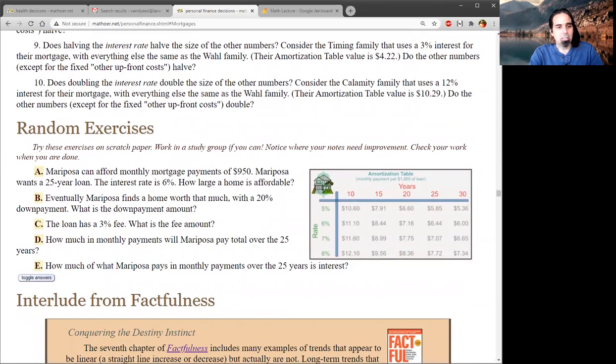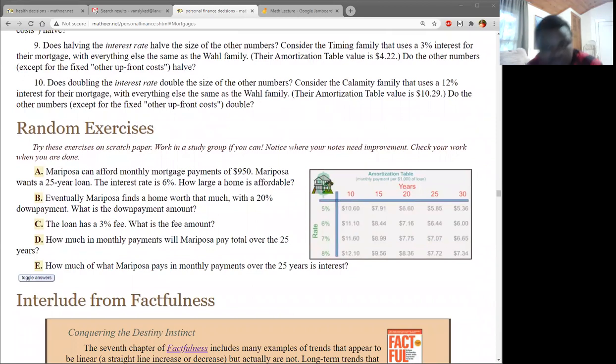Okay. Instead, let's just look at these random exercises. And again, remember your tests are just bunches of these stuck together. So here's a new family and everything for them.